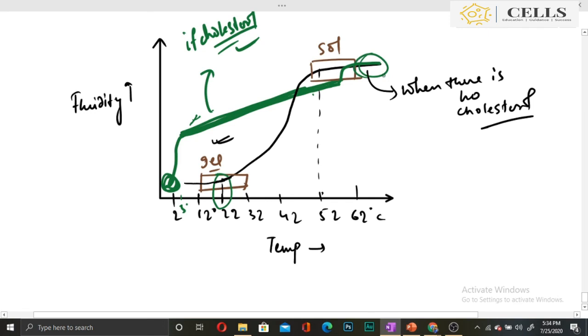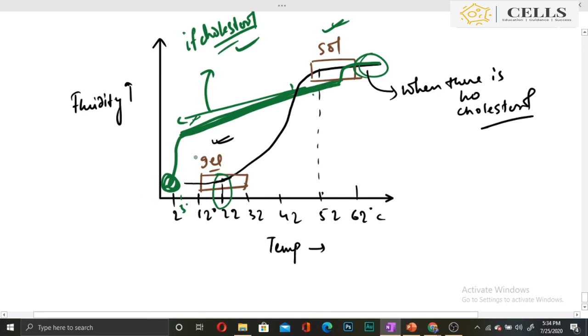Yes, I am repeating once again. See this. What happens is that in this graph, it has been explained that they will try to maintain the fluidity of the membrane. You increase the temperature, normal condition. If there was no cholesterol, at 52 you are getting the sol form. All the lipids have been melted. And at 22 degrees Celsius, all the lipids have been frozen.